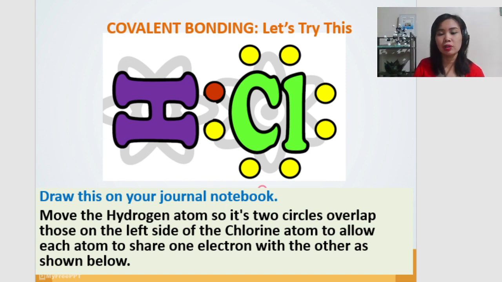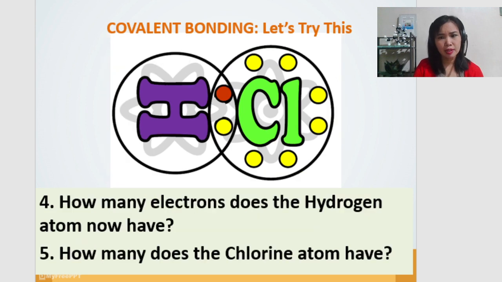Have the students move the hydrogen atom to the circle of chlorine. Which circle are you referring to, ma'am? Okay, like this. How many electrons does the hydrogen atom now have? So it has its circle overlapping with chlorine, and chlorine also overlaps with hydrogen. And how many does the chlorine atom have? Okay, ready? In 5 seconds, go.